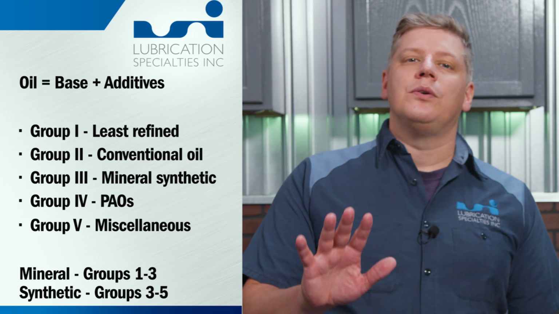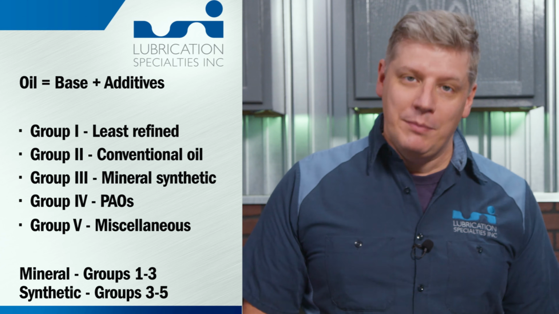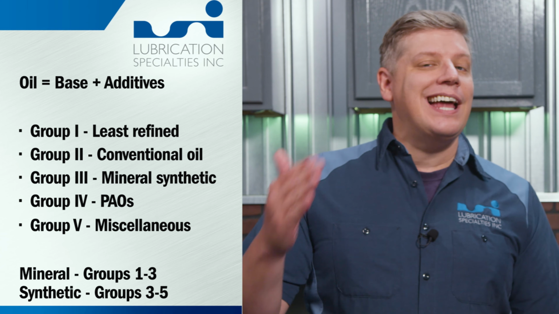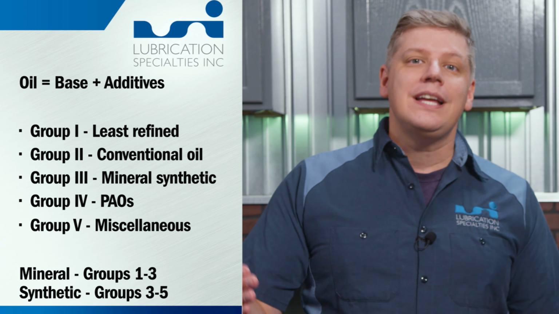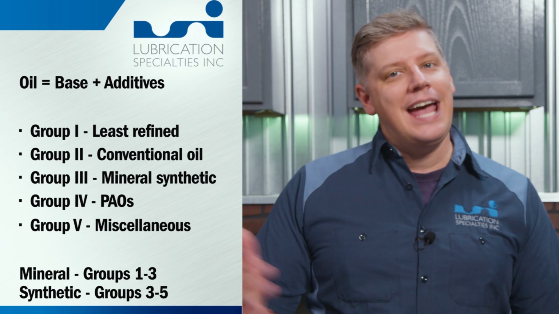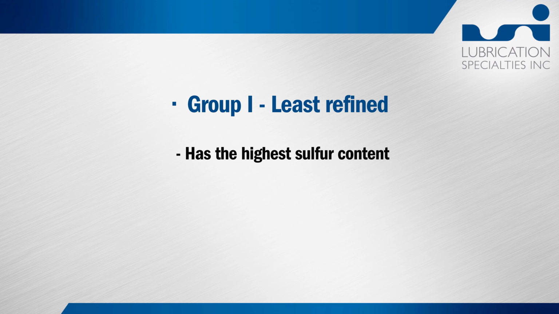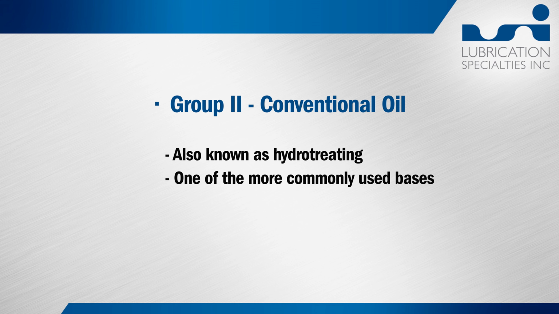And next time, we're going to talk about the best way to choose the best oil for you and for your vehicle. But for right now, let's recap. There are 5 different groups of base oils as described by the American Petroleum Institute. And 70 to 90% of your oil is base. The rest, additives. Group 1 is the least refined with the highest sulfur content. Group 2 is more refined by a process called hydrotreating.